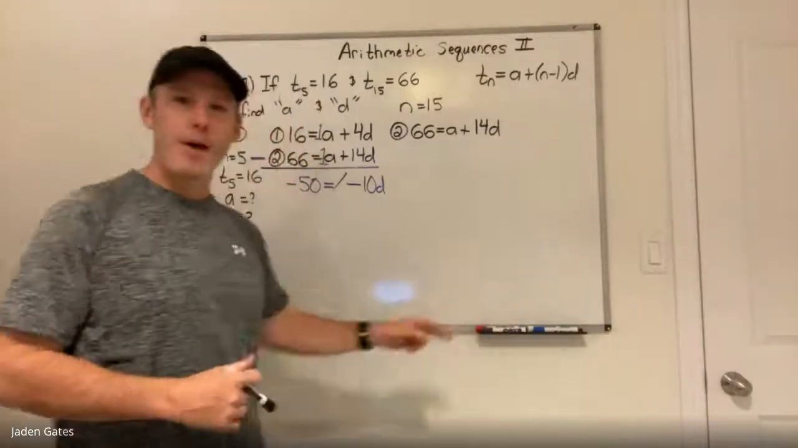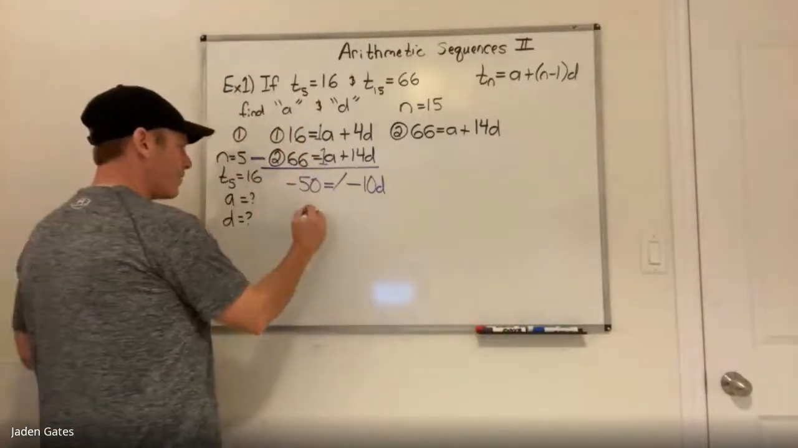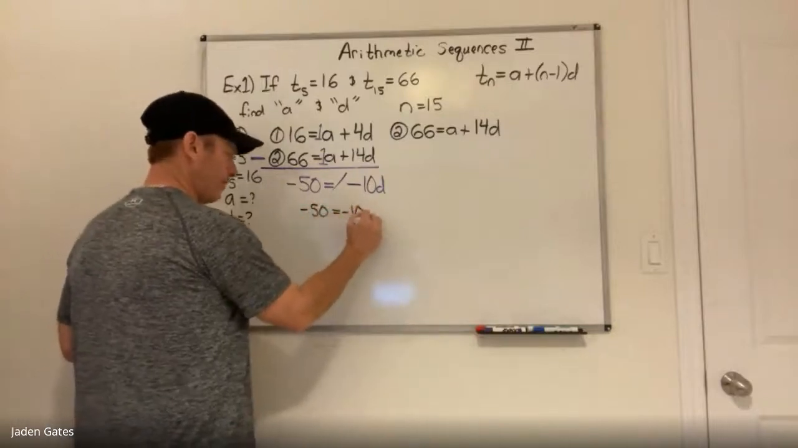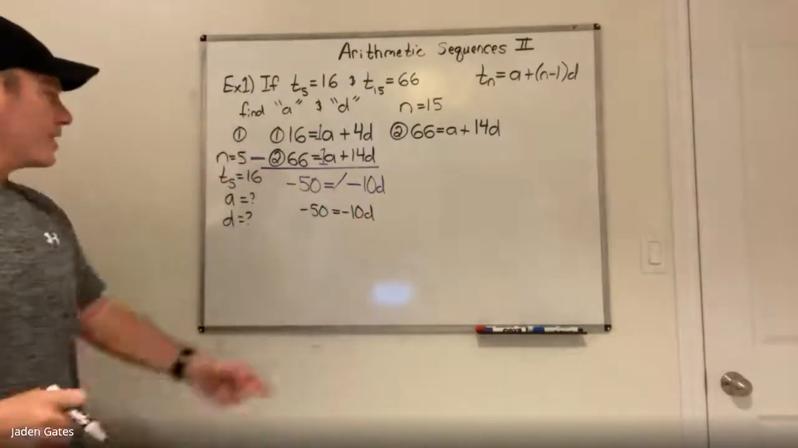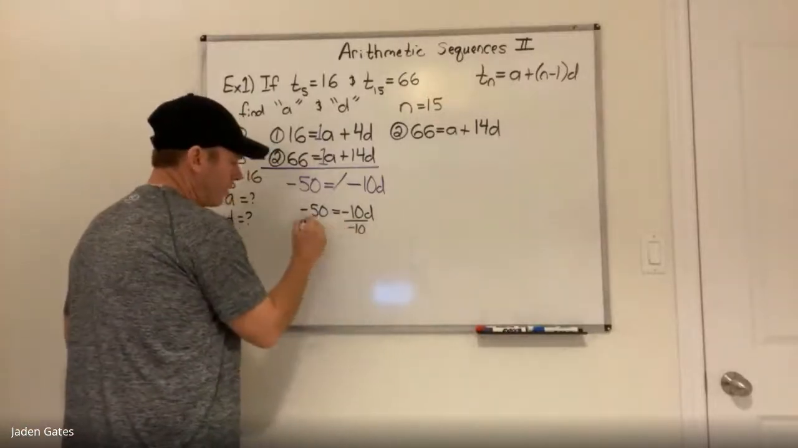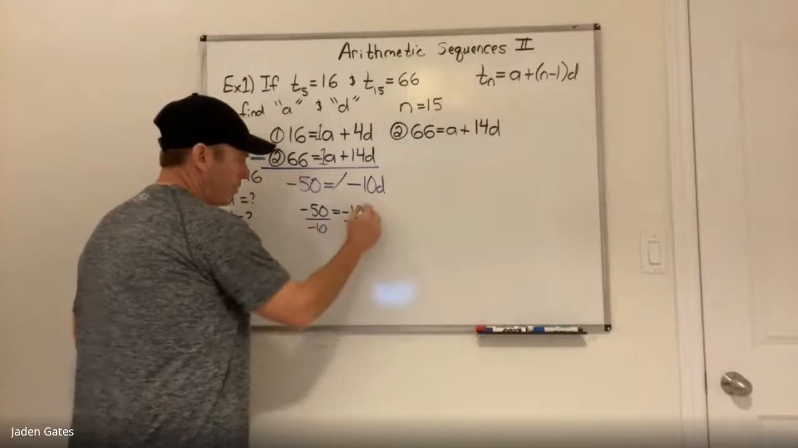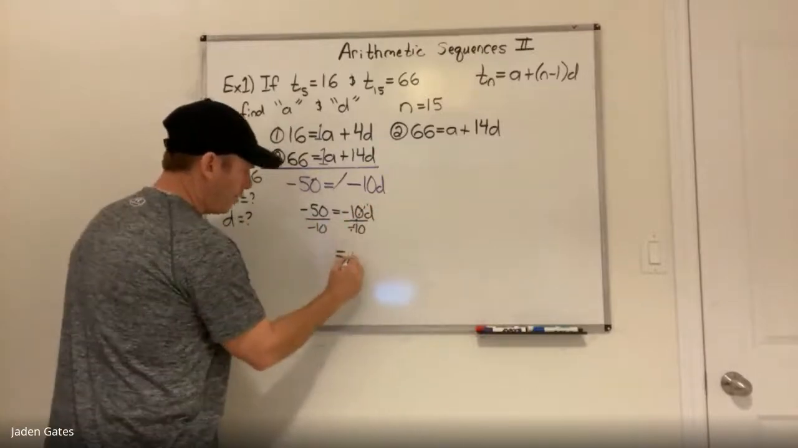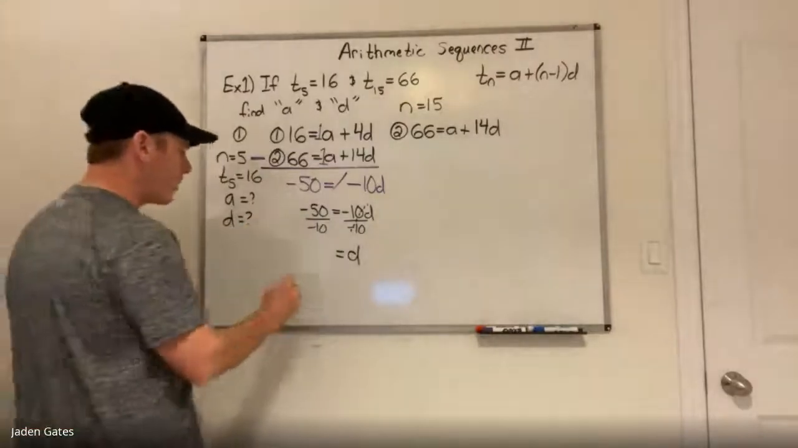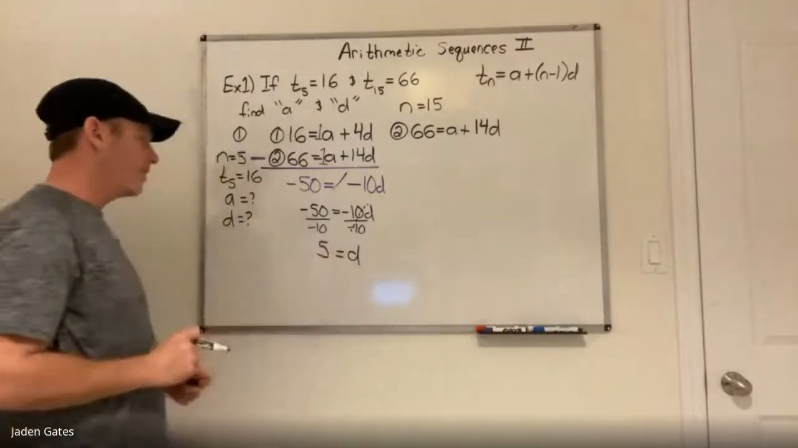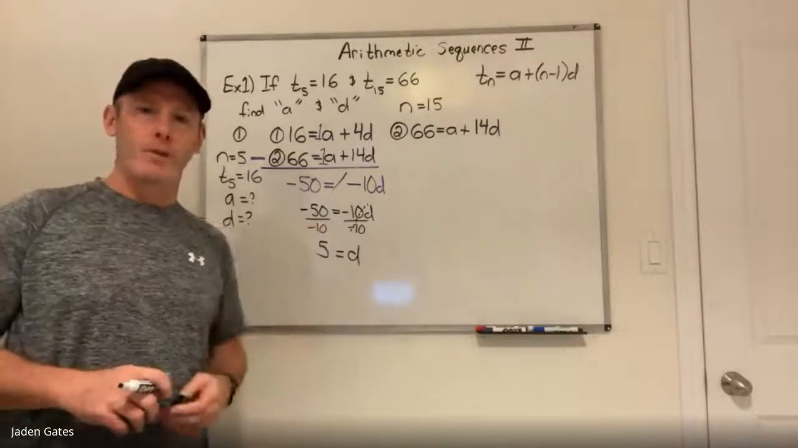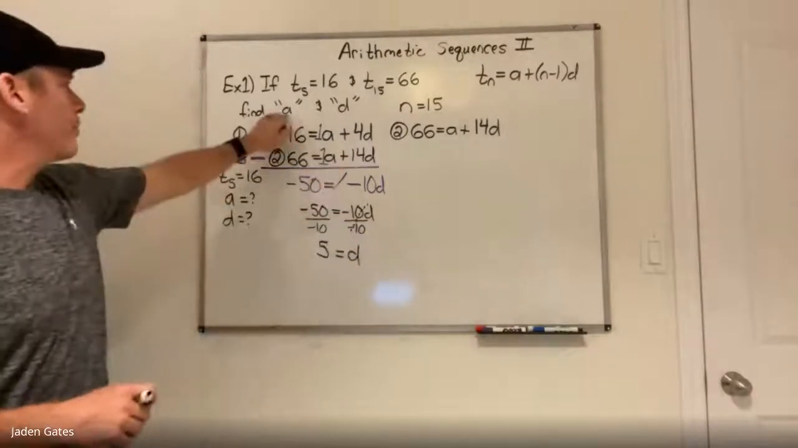That's just a simple math equation. So I have minus 50 is equal to negative 10D. To get D by itself, I'm going to divide by the numerical coefficient. So those divide each other out, and my D value is going to be negative 50 divided by negative 10. Negative divided by negative is positive, and it looks like my D is 5. The difference between my terms is 5. But again, I also want to know what the first term is.